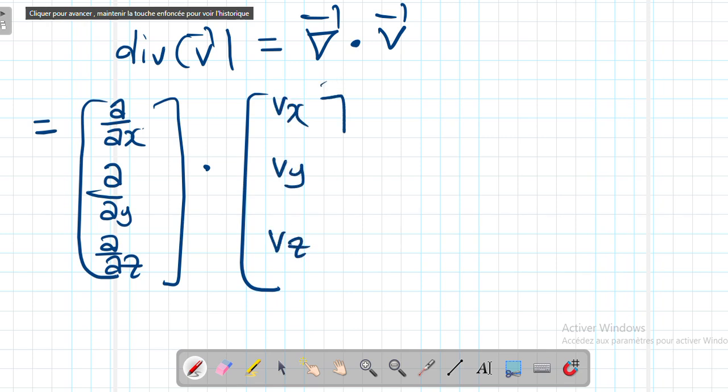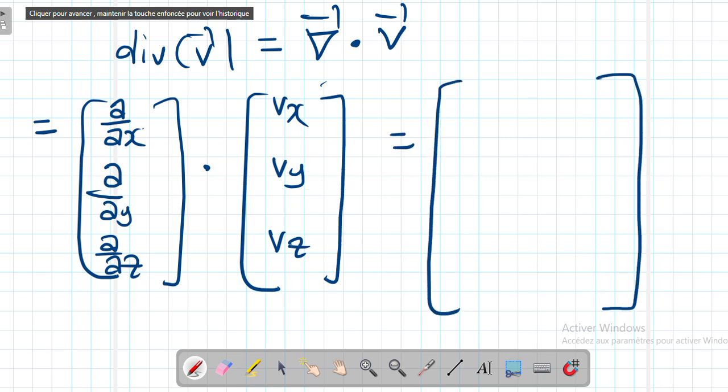Okay, this is how you write it, because it's a vector, you can write it as a matrix. So how do you find the dot product? The dot product is one of the easiest things to find. You just multiply. No, the dot product won't give you a vector.